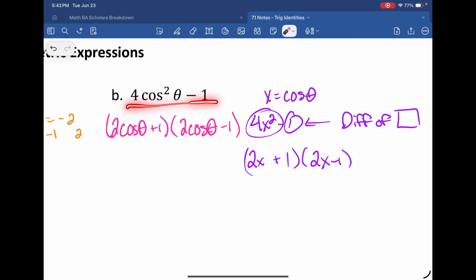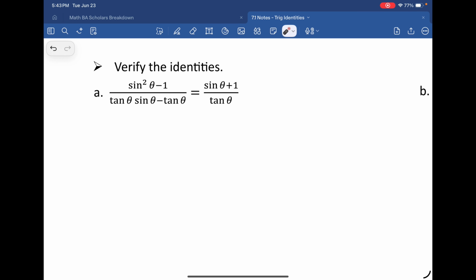If you recognize the difference of squares right away, you do not have to sub in an x. Sometimes that helps. It's kind of up to you. It's what you see when you factor these. Next one, we're verifying the identities. So you want to change the more difficult side into the simpler side. So the left side is more complicated than the right.